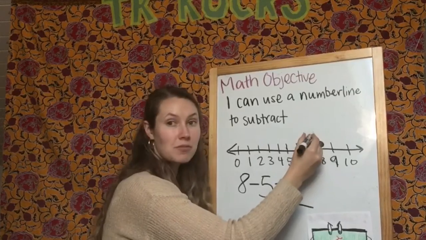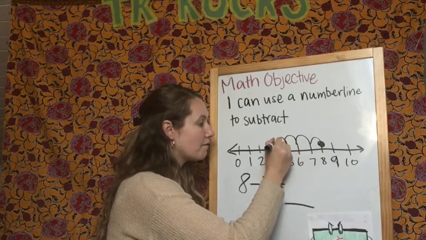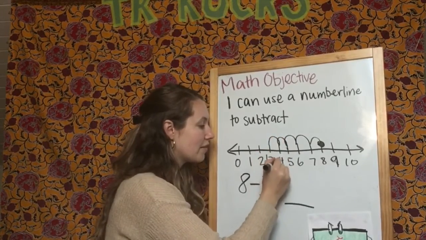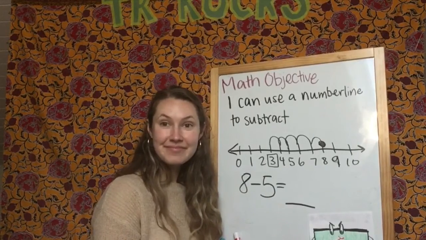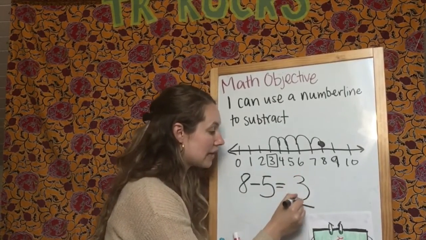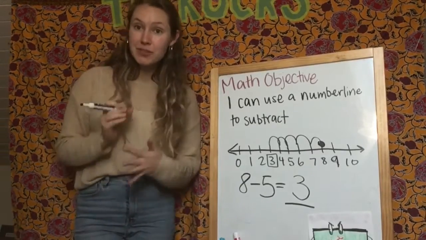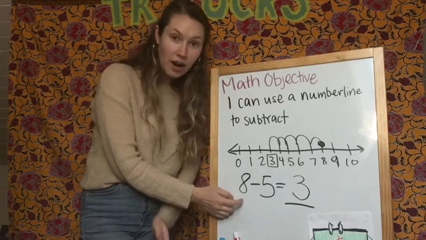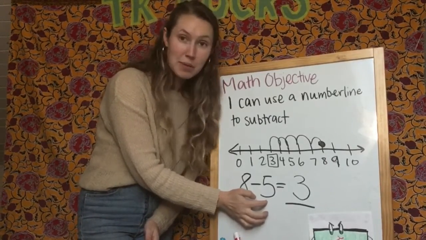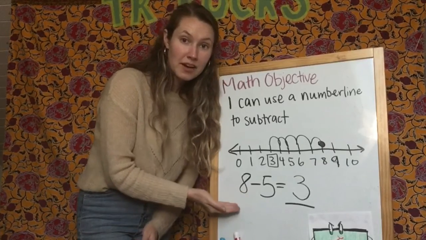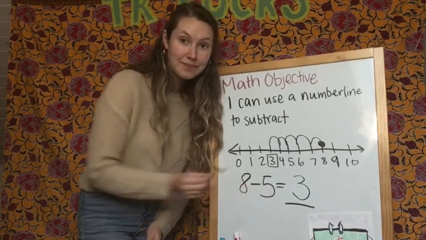So here I go. I'm going to jump 5 times. 1, 2, 3, 4, 5. I box my number, and what's my answer? 3. My answer is 3. So the most important things to remember about this strategy are that we always start at our first number and we jump as many times as the number we're taking away. So I started at 8, I jumped 5 times because that's what Linus is taking away.